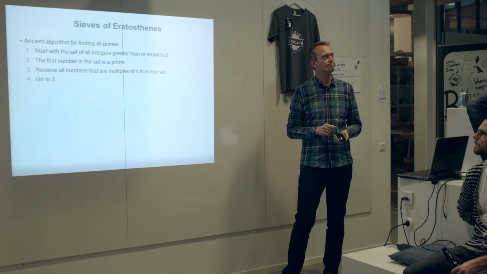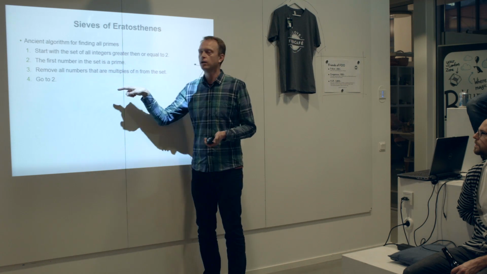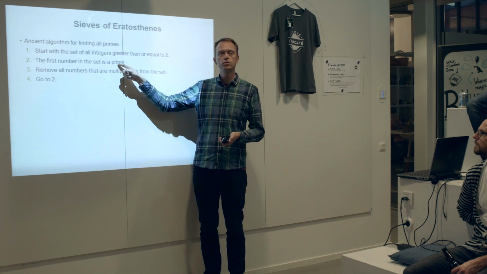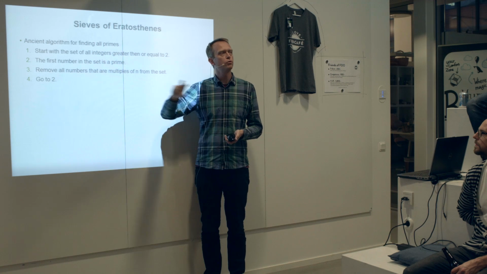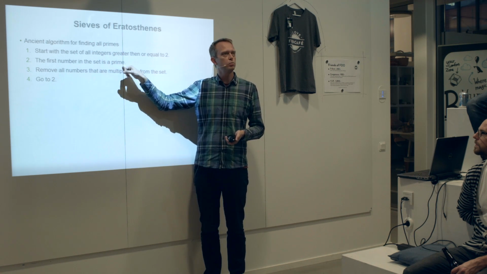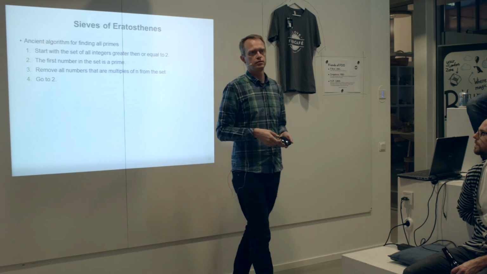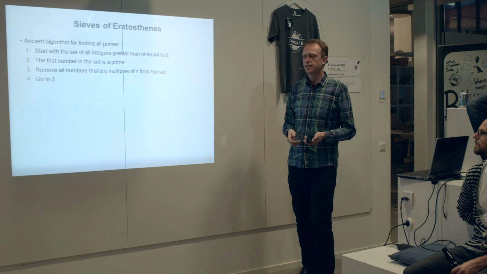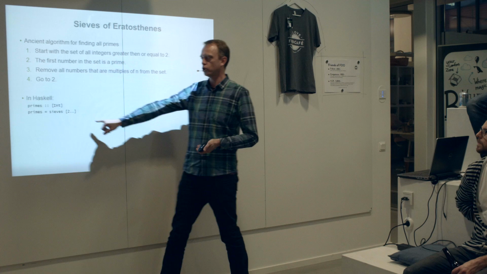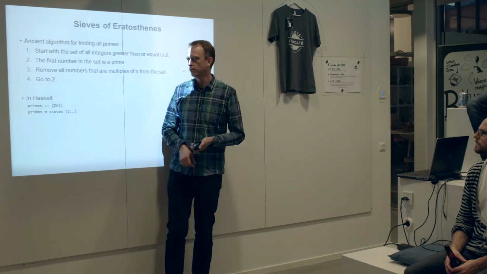Then we go on. After the first loop here, the value at the head of the list will be 3, because we removed the multiples of 2. That is a prime. So then remove all multiples of 3. Then the next value at the head of the list will be 5, and then 7, 11, and so on, right? So let's see how we implement this in Haskell. The type would be that we have a function called primes that is basically just a list of integers.